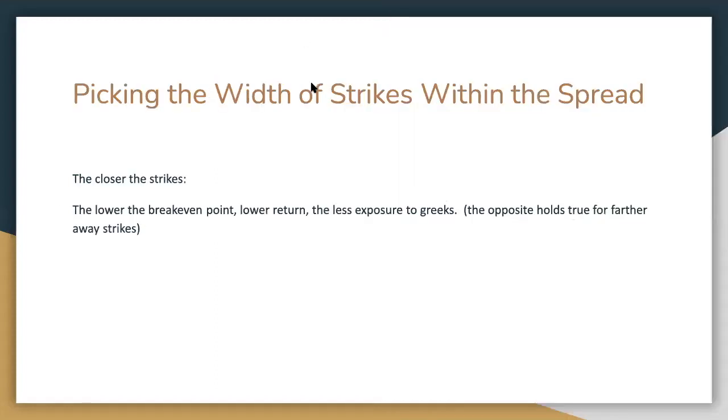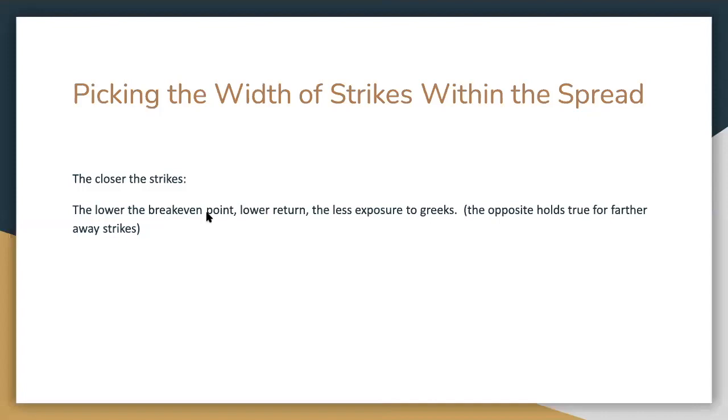Picking the width. So this is something that kind of gets a little complicated, but I'm always picking close strikes, and I'll show you why. But the closer the strikes, the lower the break-even point, because your strikes are closer together. For debit spreads, think about it this way. You need both of your strikes to expire in the money for profit.